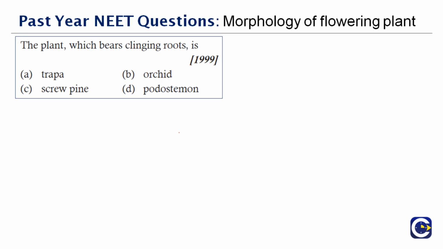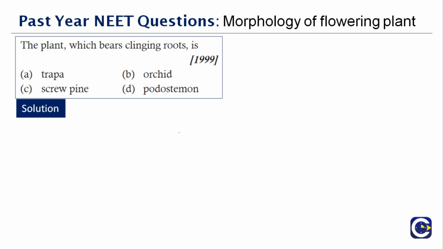Next question here. The plant which bears clinging roots. What do you mean by clinging roots? Have you ever seen how clinging roots look? What do you mean by clinging first of all? Cling is to hold on tightly, right? So it is to hold on tightly. So I've given you the clue now. So what do you think will be the answer now?